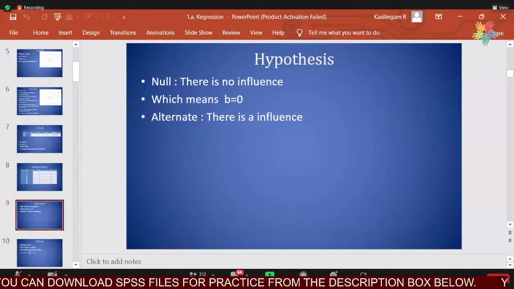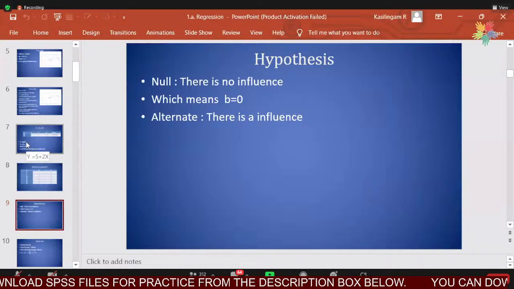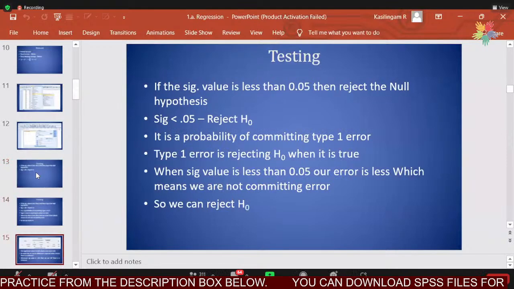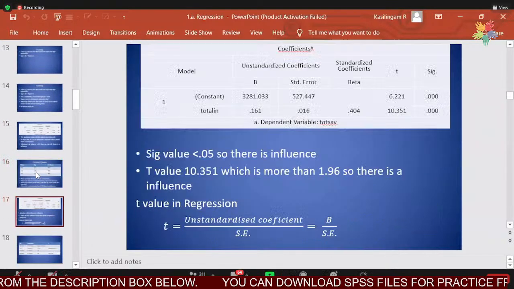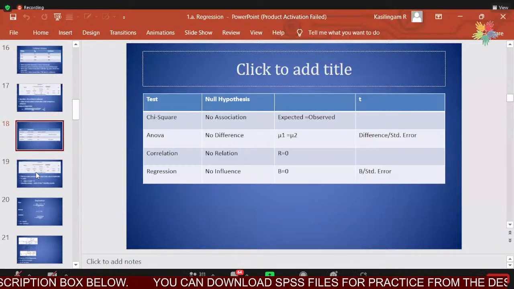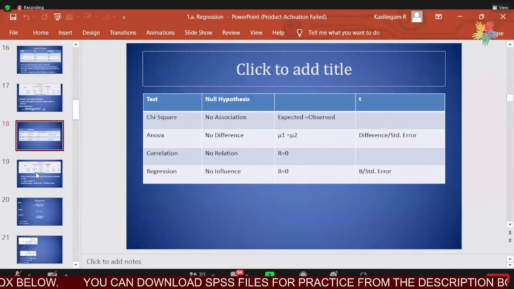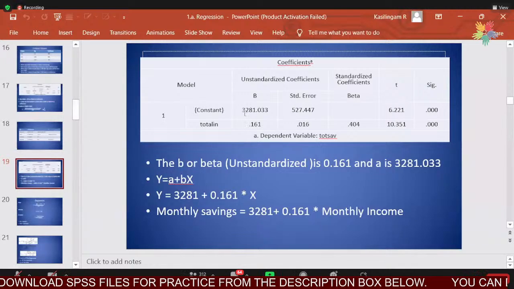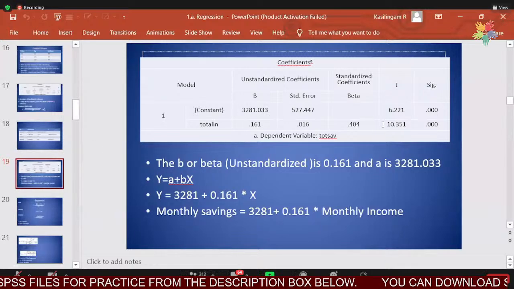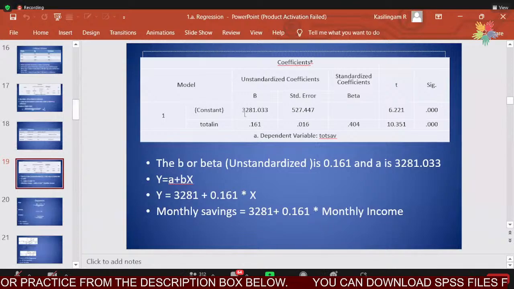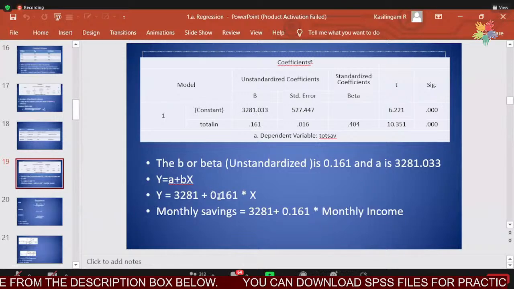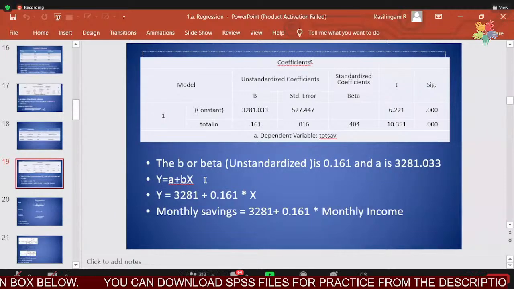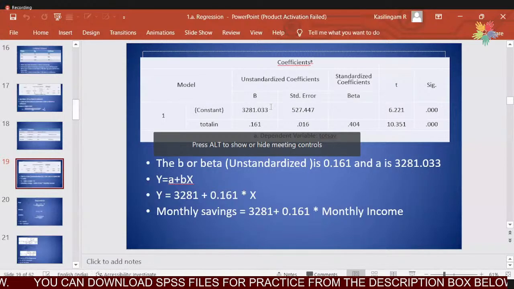So how to write the regression equation? Okay, so now this is the output: 3,281 and all these things. Now y is equal to 3,281 plus 0.161. This is the beta, right? Y is equal to a plus bx, right? So here the a value is the constant.